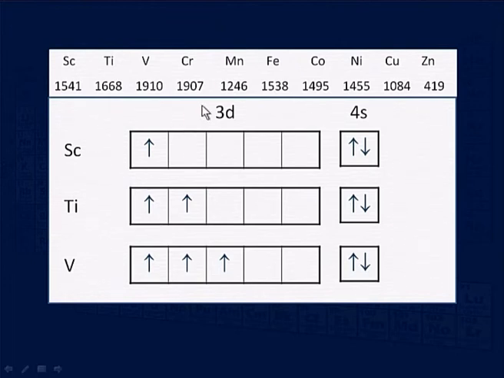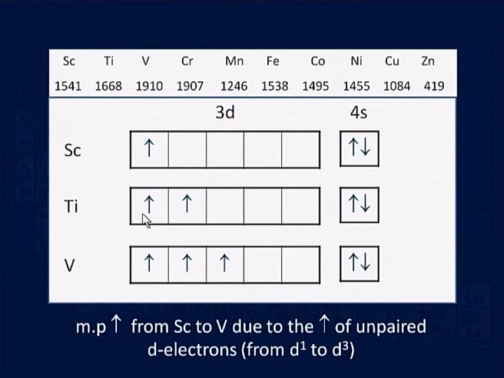Let us see how the melting point changes as we go from scandium to vanadium. You will see that there is a gradual increase of melting point as we move from scandium to vanadium. This is because scandium has only one unpaired electron, titanium has 2 unpaired electrons, and vanadium has 3 unpaired electrons in its electronic structure. And this increase in the number of unpaired electrons is responsible for the gradual increase of the melting point as we move from scandium to vanadium.